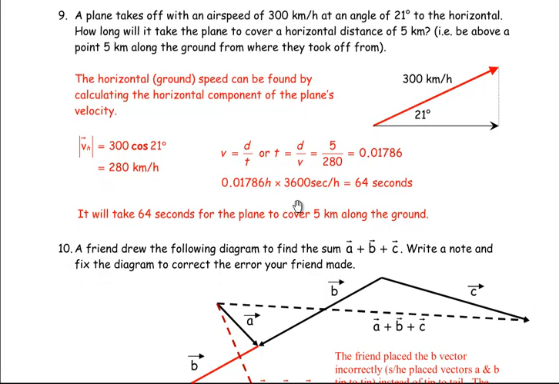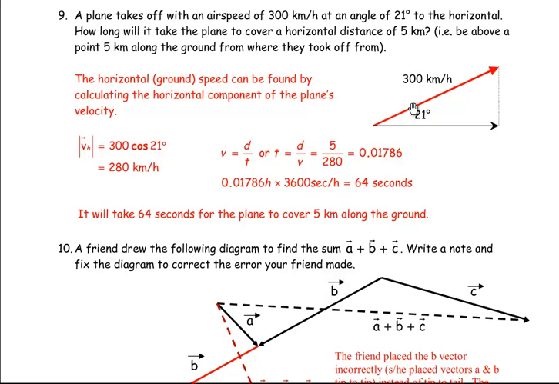For number 9, a plane takes off with an airspeed of 300 kilometers per hour at an angle of 21 degrees to the horizontal. So you're actually traveling 300 kilometers per hour on that flight path. And you're asked how long will it take the plane to cover a horizontal distance of 5 kilometers. So the horizontal or ground speed can be found by calculating the horizontal component of this vector. And so to find the magnitude of the horizontal component, it would be 300 times the cos of 21 degrees. So that's 280 kilometers per hour.